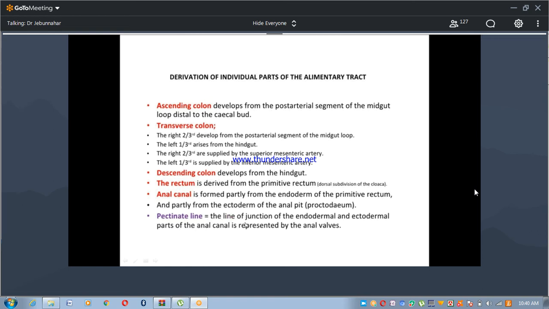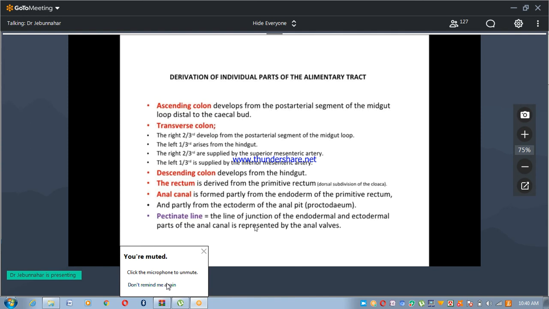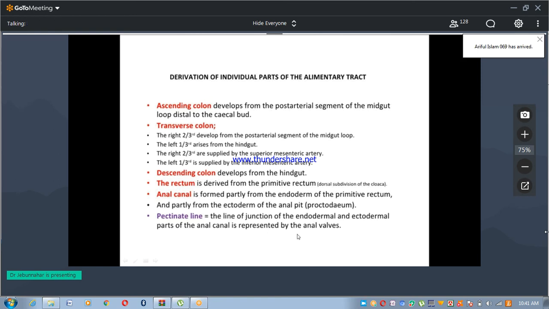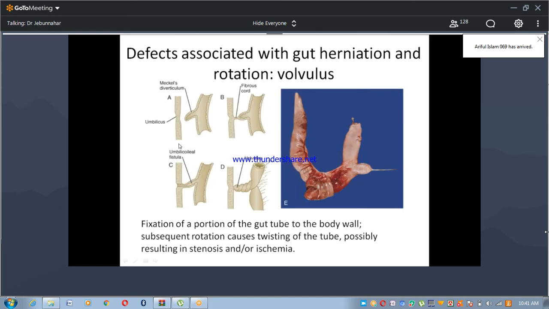You may be asked in your exam, what is the pectinate line? Or what is the white line of the rectum? These are important structures in the anal canal. The pectinate line is the line of junction of the endodermal and ectodermal parts of the anal canal. It is the junctional line between structures that developed from ectodermal origin and the rest. This is represented by the anal valves.